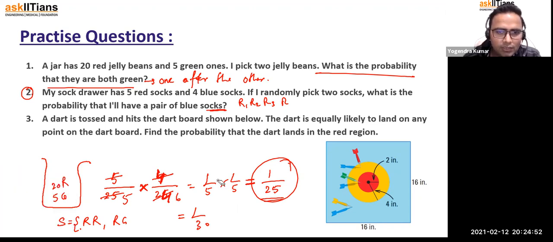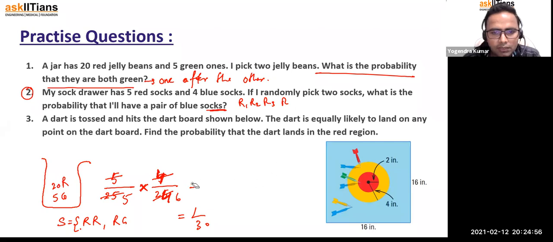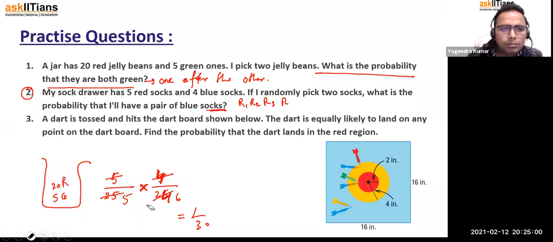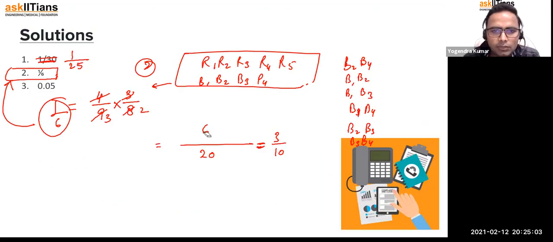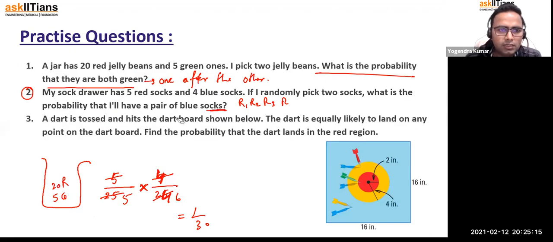They are just telling here one after the other only, right? One after the other we need to pick the jelly beans. They should mention this, that one after the other we are picking up. So this should not be there at all, so in this case we need to remove it from here.